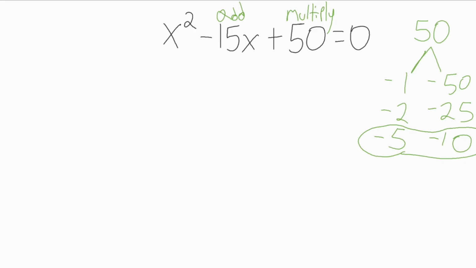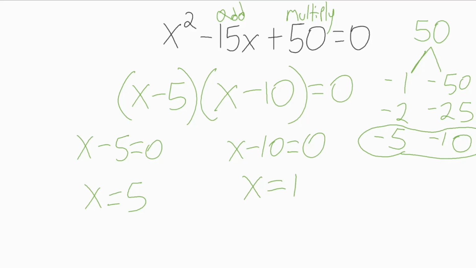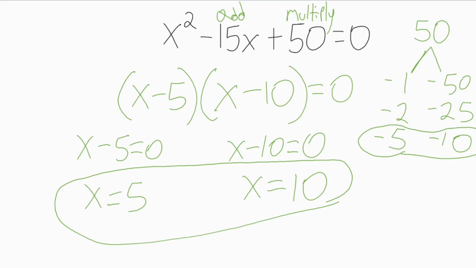So let's write out our factors. x minus 5, x minus 10. Then we'll drag down our equals 0, and we'll solve for each one. x minus 5 equals 0, x minus 10 equals 0. So we get x equals 5 and x equals 10. There are our solutions to this quadratic. We got one more to look at, so let's jump right over.